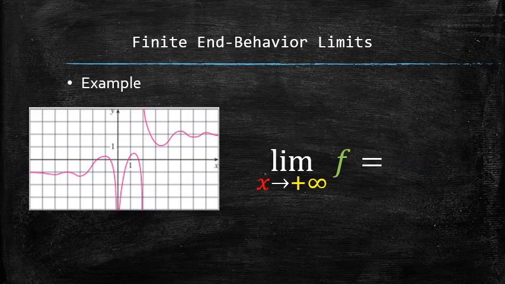Similarly, to find this finite end behavior limit, we need to determine the equation of the horizontal asymptote on the right, as x approaches positive infinity. It is easy to see that the equation is y equals 2. In other words, f approaches 2 as x approaches positive infinity. Therefore, the answer is 2.